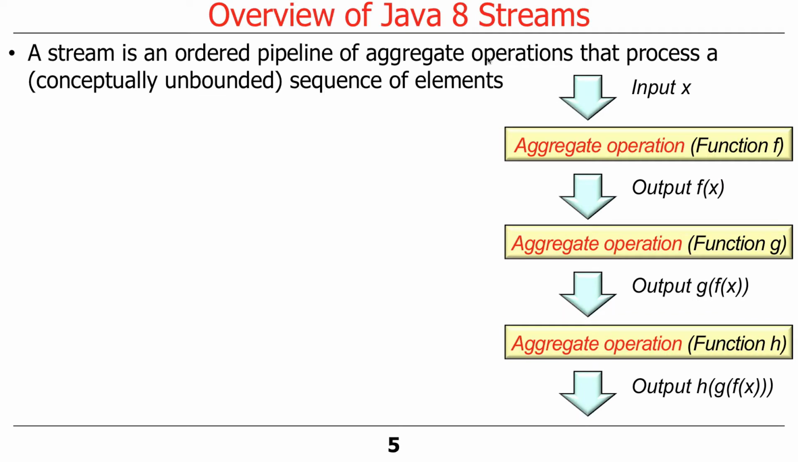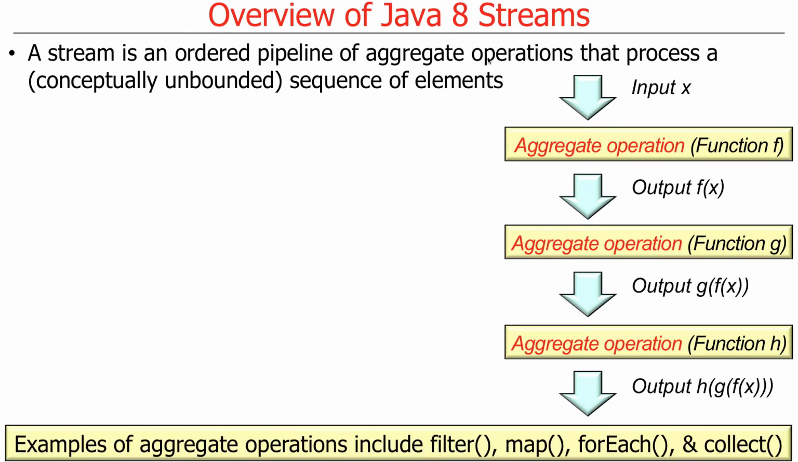So what the heck is a stream? A stream in Java 8 is an ordered pipeline of so-called aggregate operations that process a conceptually unbounded, though usually bounded in practice, sequence of elements. All right, so that's a definition. Whether that enlightens you in any way, shape, or form may not be clear, but we'll talk more about that in a second.